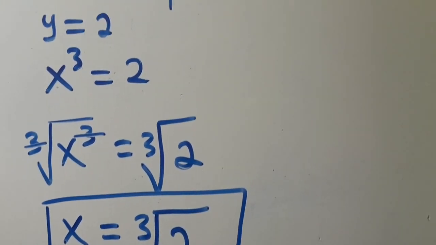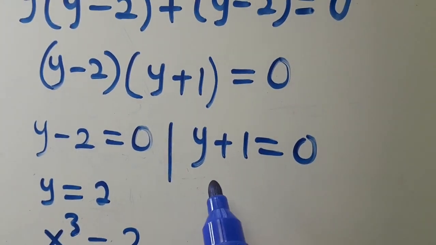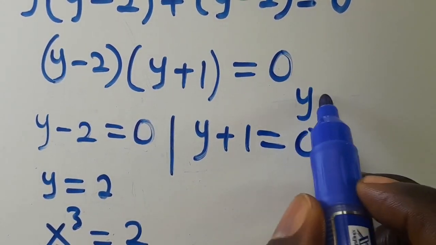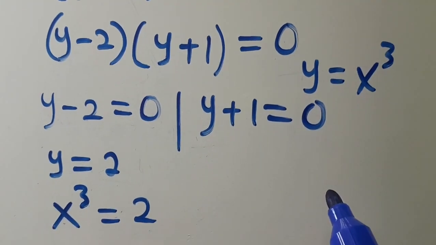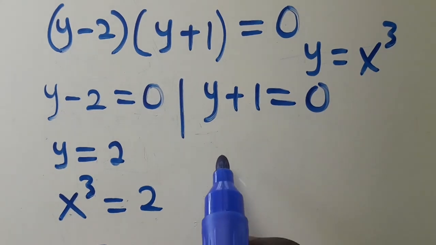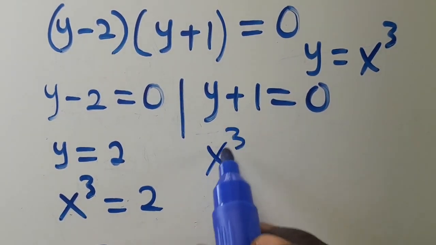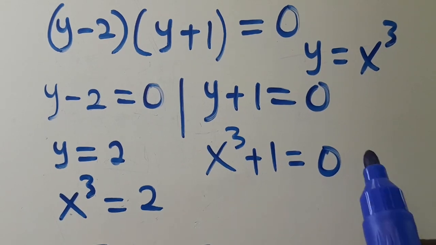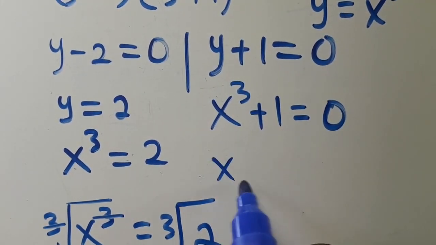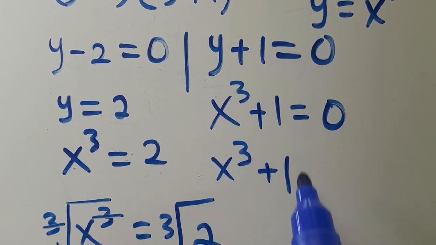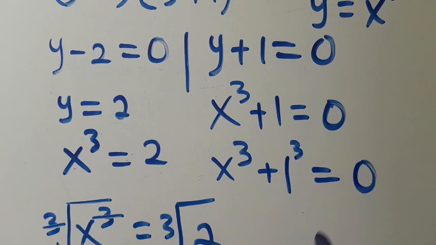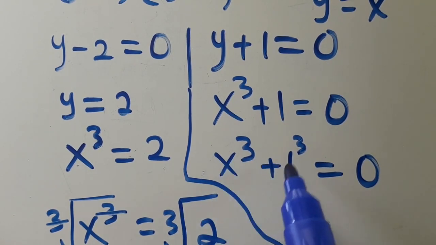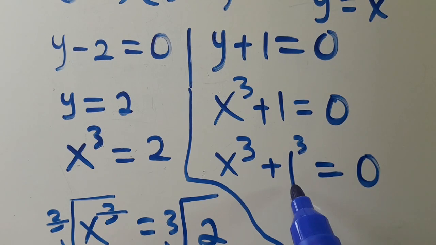Then we have to go along with this. When we have y plus 1 equals 0, but our y has been given to be equal to x to the power of 3. So definitely, we are going to have here x to the power of 3 plus 1 equals 0. But mind you that we can have this as x to the power of 3 plus 1 to the power of 3 will give us 0. 1 to the power of 3 is just 1, so we can have it as this.